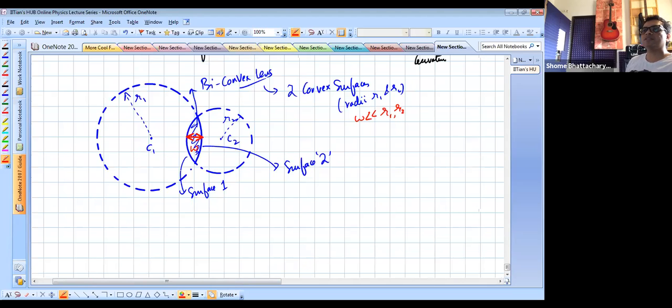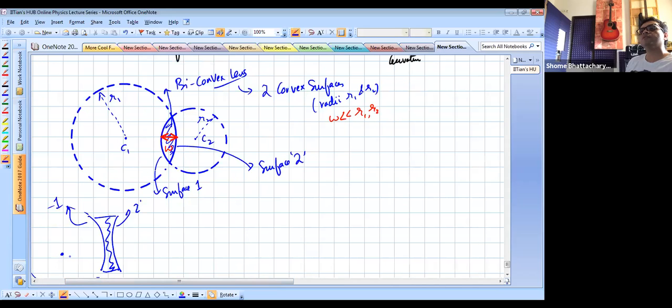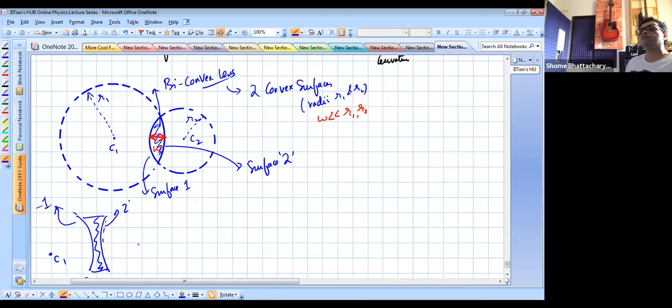Now other types of lenses which we'll be studying as part of this look something like this, let's say, which is called a biconcave lens. So here, if this is surface 1 and this is surface 2, this time surface 1 is part of this. So the center of curvature of surface 1 is on this side. This is surface 2, so the center of curvature of surface 2 is on this side.